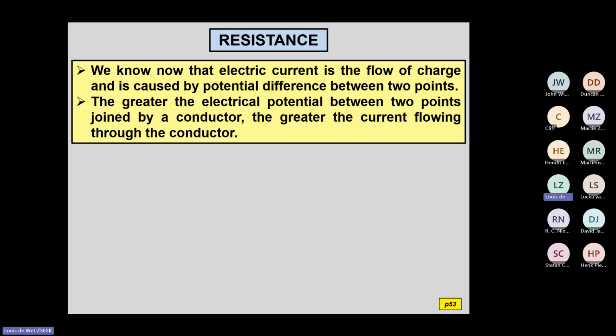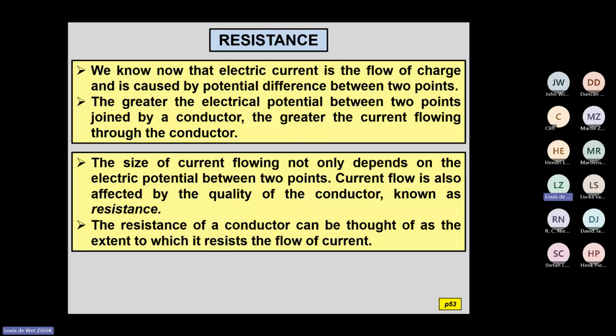As you'll see in the right bottom corner, that's where you can follow, that's where we are in the text. So we know that electric current is the flow of charge and is caused by a potential difference between 2 points. And the greater the electric potential between the 2 points joined by a conductor, the greater the current. And that we discussed on Tuesday using water pipes as an analogy. So the larger the pipe, the greater the current of water can flow through it. And also the same applies to electrical cables.